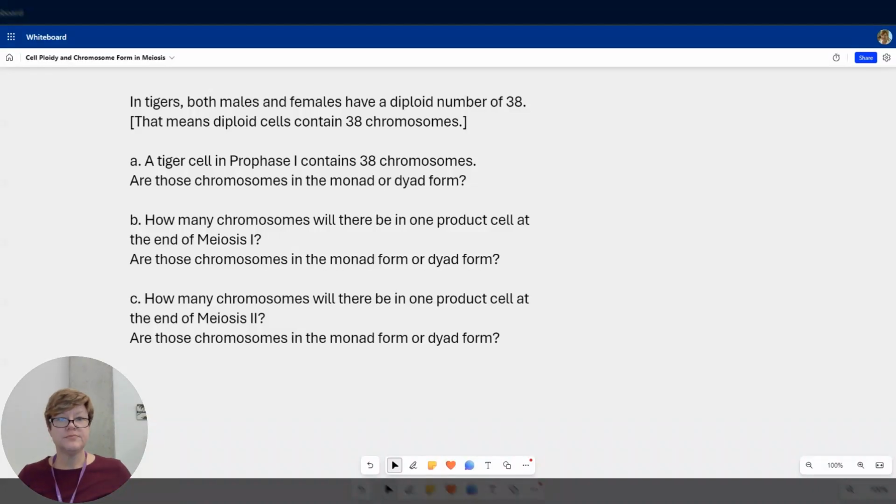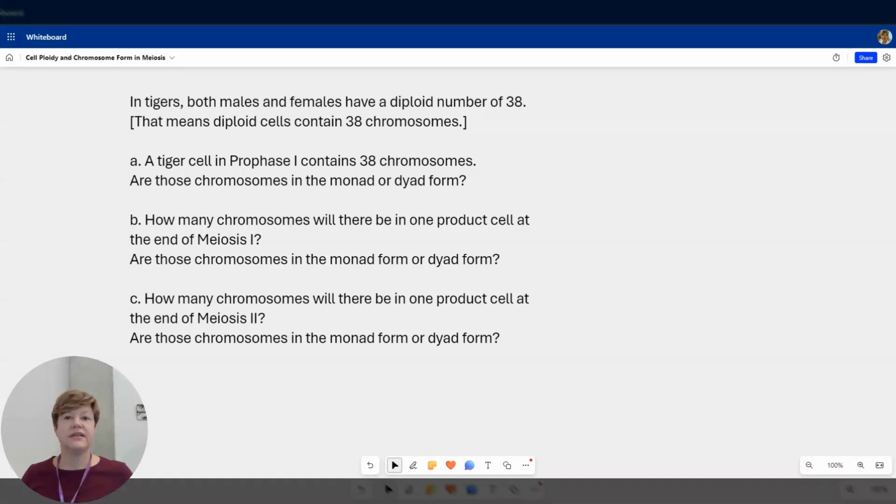So I want to go over this problem because the way you solve this problem will help you with similar problems that you may see coming up on quizzes or exams. So what we're looking at is this problem. It starts off in tigers, both males and females have a diploid number of 38. And then I define what diploid number means.